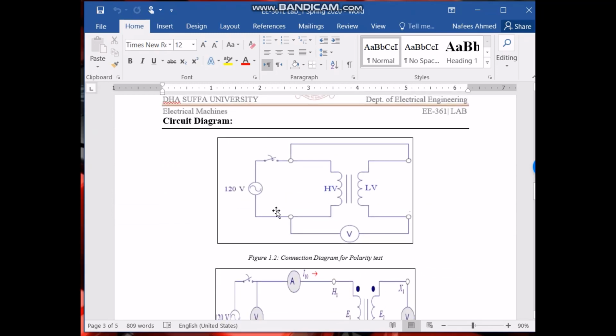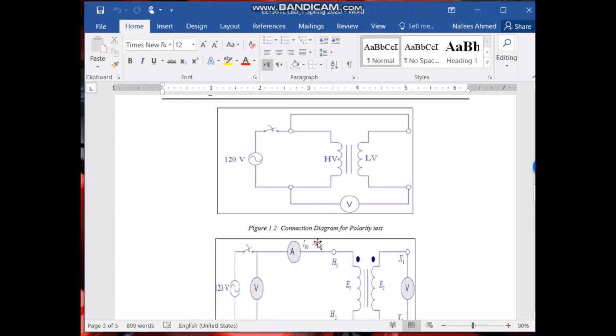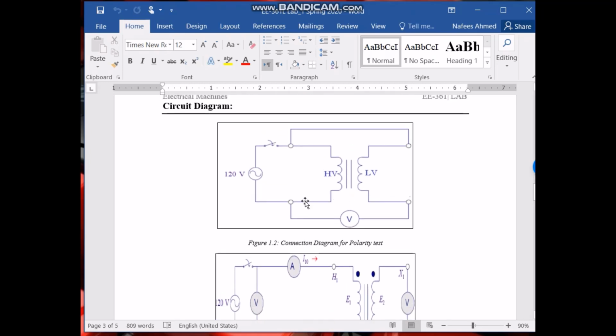This is the circuit diagram that we have to make on Matlab Simulink. As I have already described, we have shorted out the high voltage side and low voltage side. On one side we have shorted them out, and on the other side we have connected a voltmeter, and we will be measuring voltage at this side, the primary high voltage side, and also at this side. This voltage will tell us whether the polarity is subtractive or additive. So let's make this circuit on Simulink.